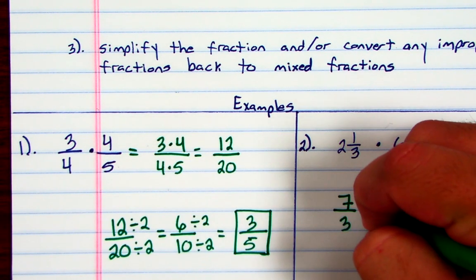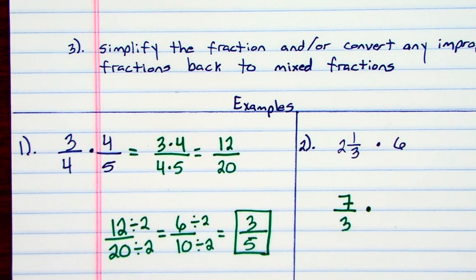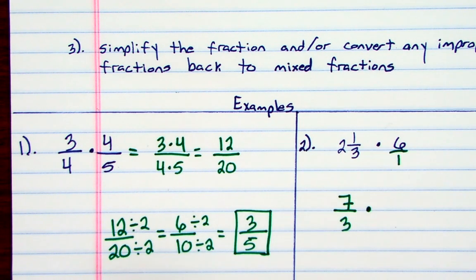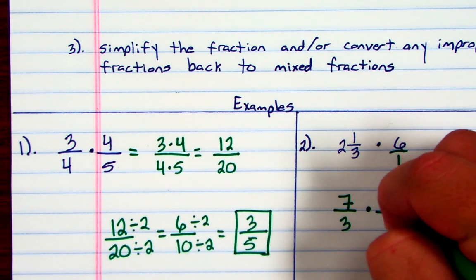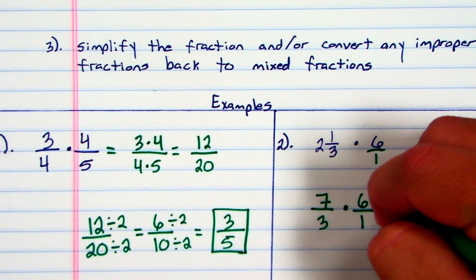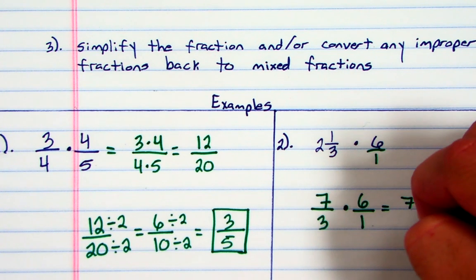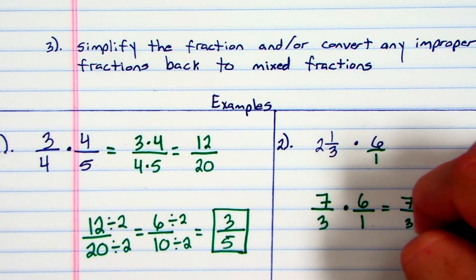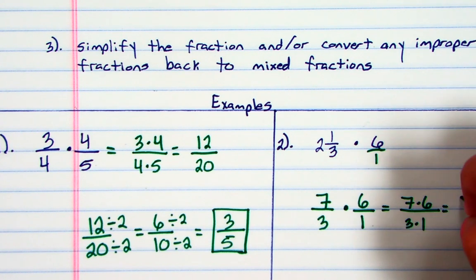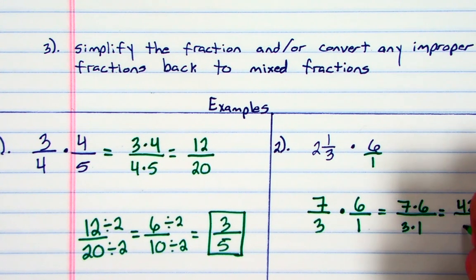And I'm now going to turn a whole number into a fraction. How do you turn a whole number into a fraction? You put it over 1. Well, guess what? Now we have 2 like normal fractions. Multiply straight across. 7 times 6, and then 3 times 1. Well, 7 times 6 is 42. 3 times 1 is 3.